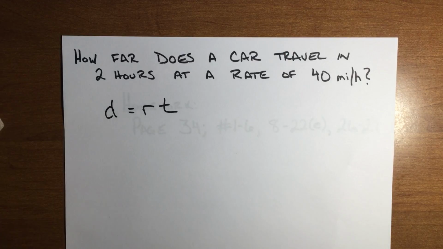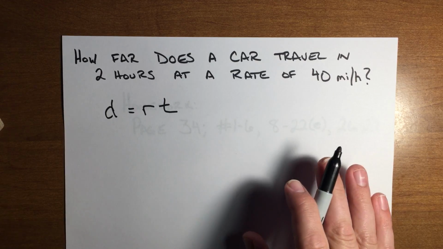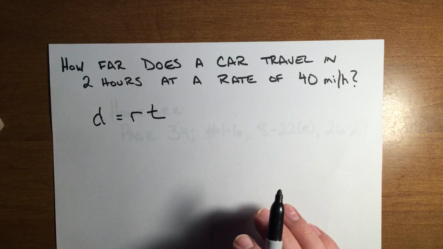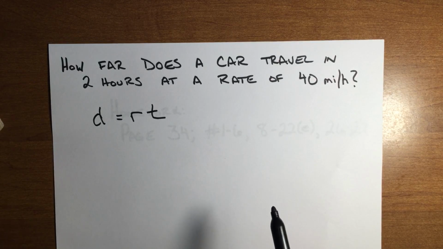Towards the bottom of page 33, we have another problem. Way down at the bottom, actually, on the number 5 under the guided practice. This is where I got this problem from. It says, how far does a car travel in 2 hours at a rate of 40 miles per hour? Again, like I said, what we're going to do is we're going to plug in the pieces that we know, and we're going to use that to figure out the pieces that we don't know.